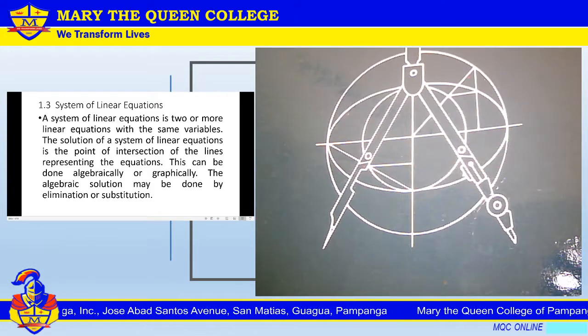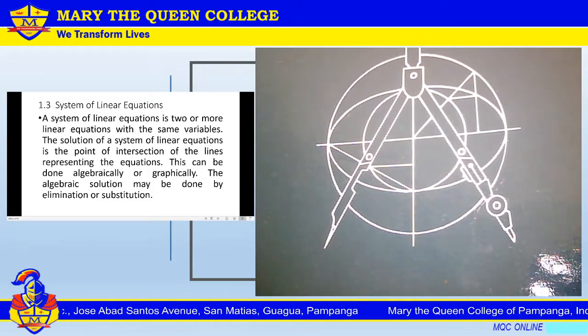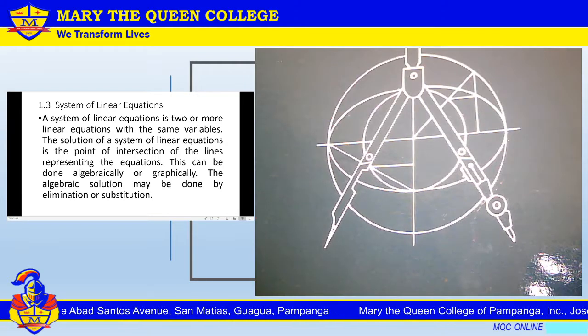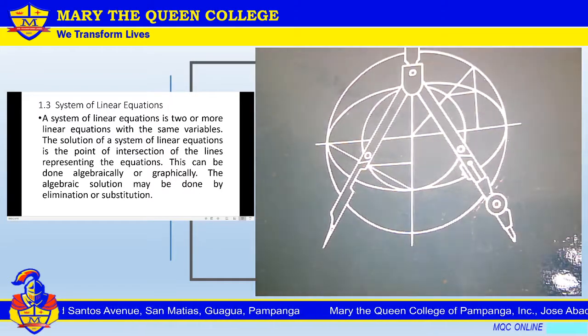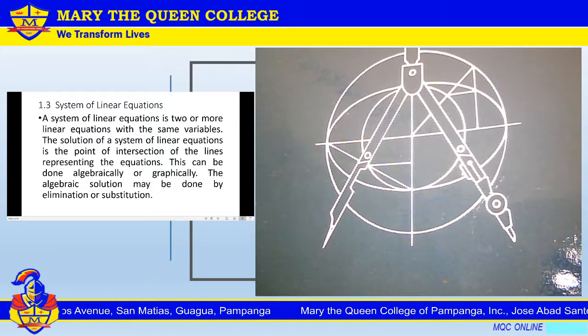Okay, so what do we mean by system of linear equations? By definition, a system of linear equations is two or more linear equations with the same variables, for example, variables x and y. The solution of a system of linear equations is the point of intersection of the lines representing the equations. This can be done algebraically or graphically. The algebraic method may be done by elimination or substitution.